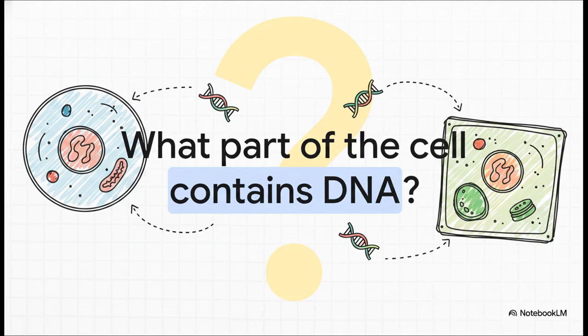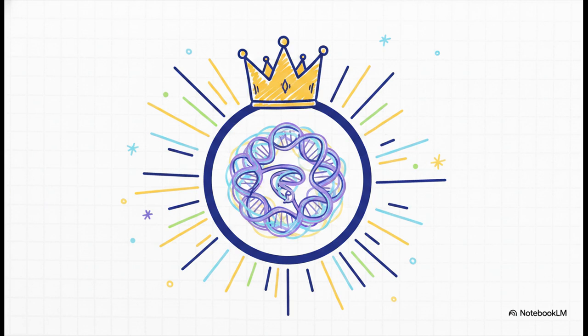Okay, question number 1. What is the part of the cell that contains DNA called? Is it A, nucleus, B, cytoplasm, or C, mitochondria? Think back to our quote about who is the boss of the cell. And the answer is A, nucleus. Remember, the nucleus is the control center. It holds the genetic material and dictates the cell's activities. If you got that, fantastic start. Let's keep the momentum going here.